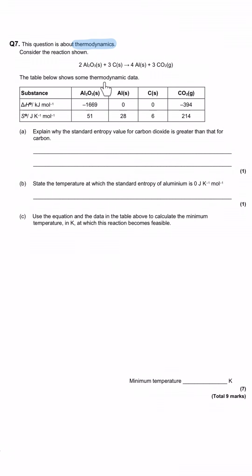And we've been given some thermodynamic data here for our 4 substances along the top row. We've been given enthalpy change values in kilojoules per mole, and the enthalpy change values are enthalpy of formation. You can tell that from the little subscript here. As a result of it being enthalpy of formation, we can see that we've got 2 zero values for aluminium and carbon. Those are our 2 elements.